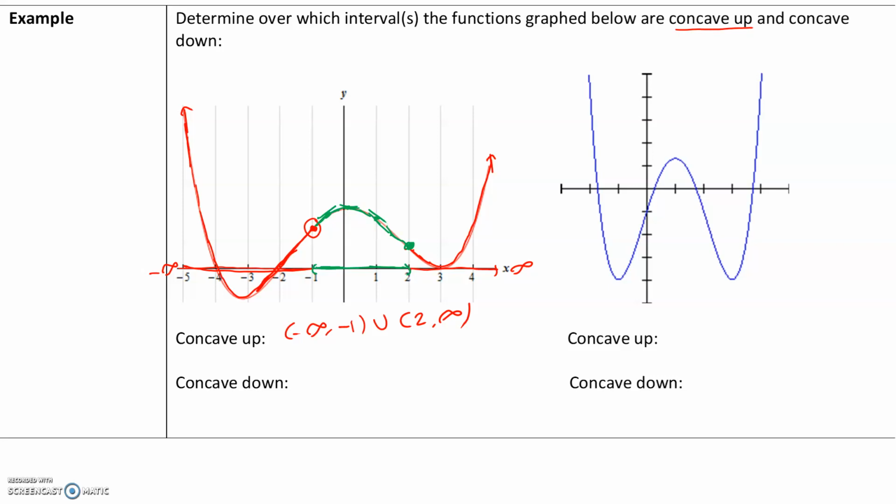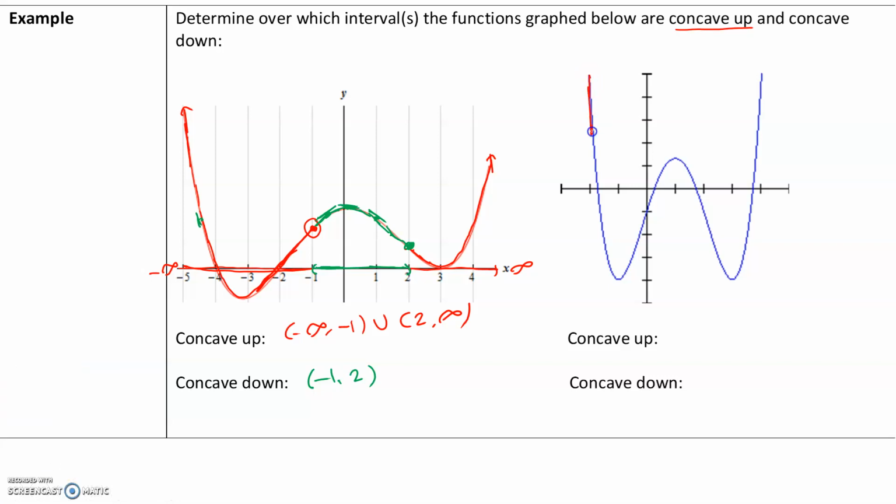And again, another really quick way to look is if the tangent line is above the graph, this is concave down. If the tangent line is below the graph, it's going to be concave up. So concave down between -1 and +2. Let's take a look at another example.